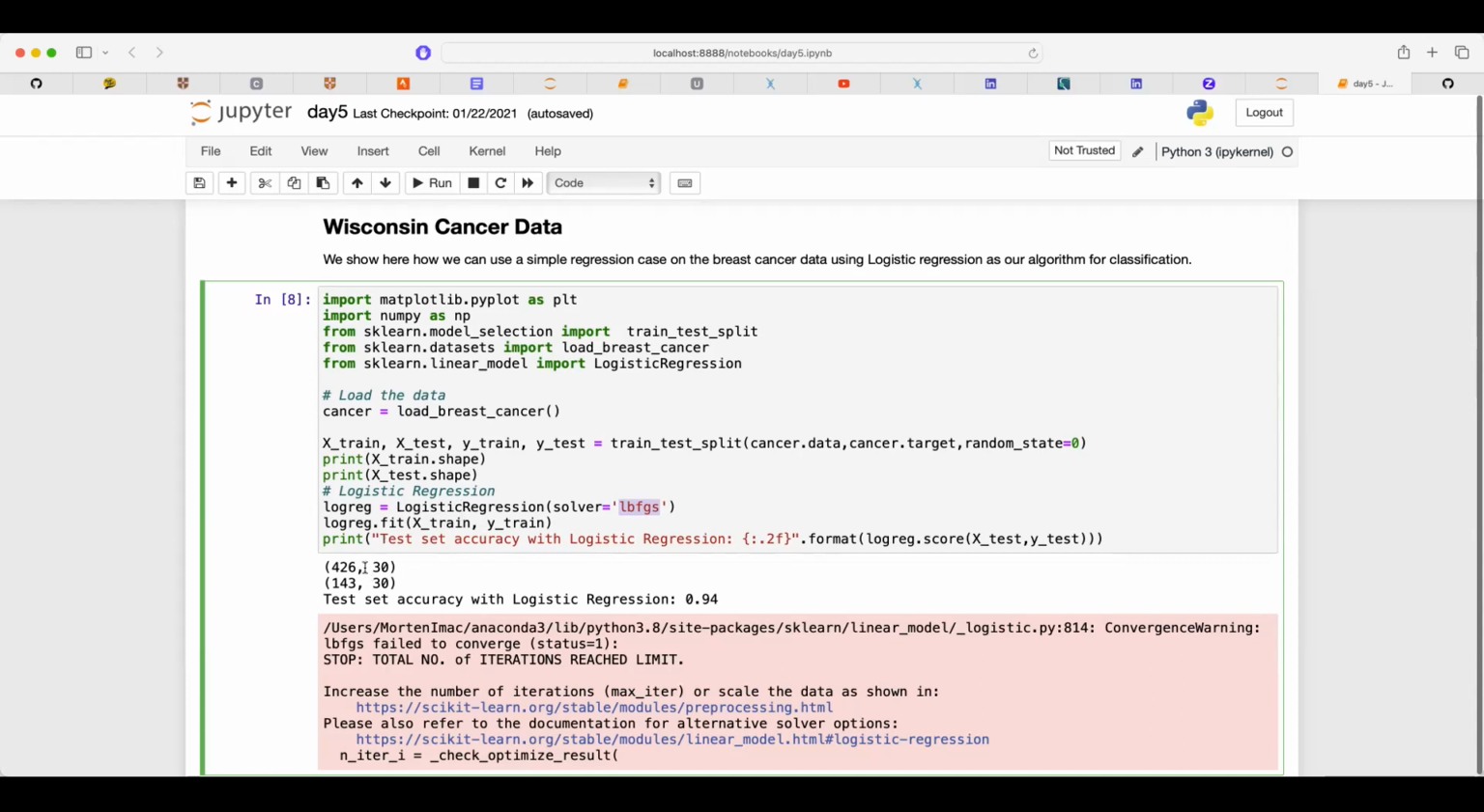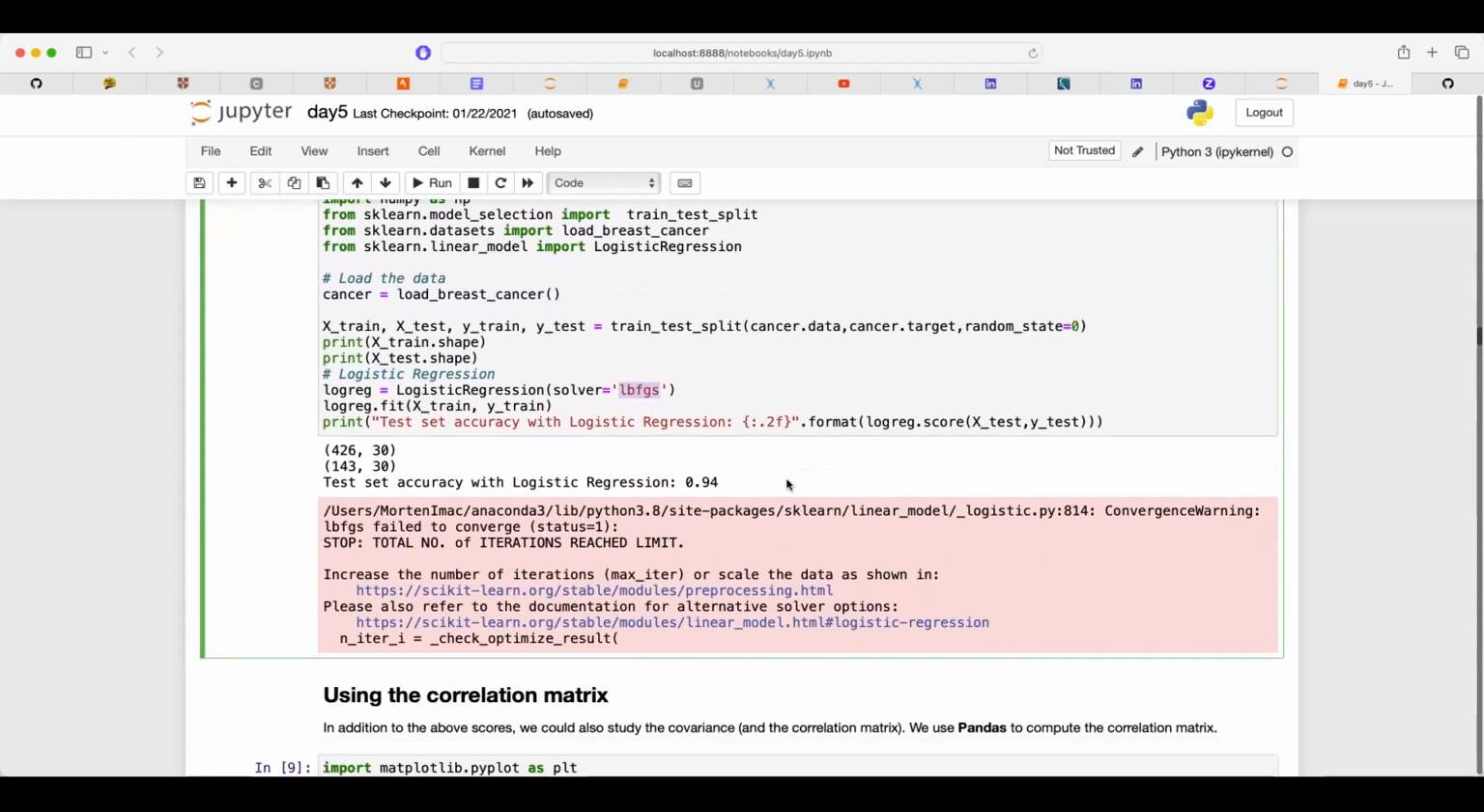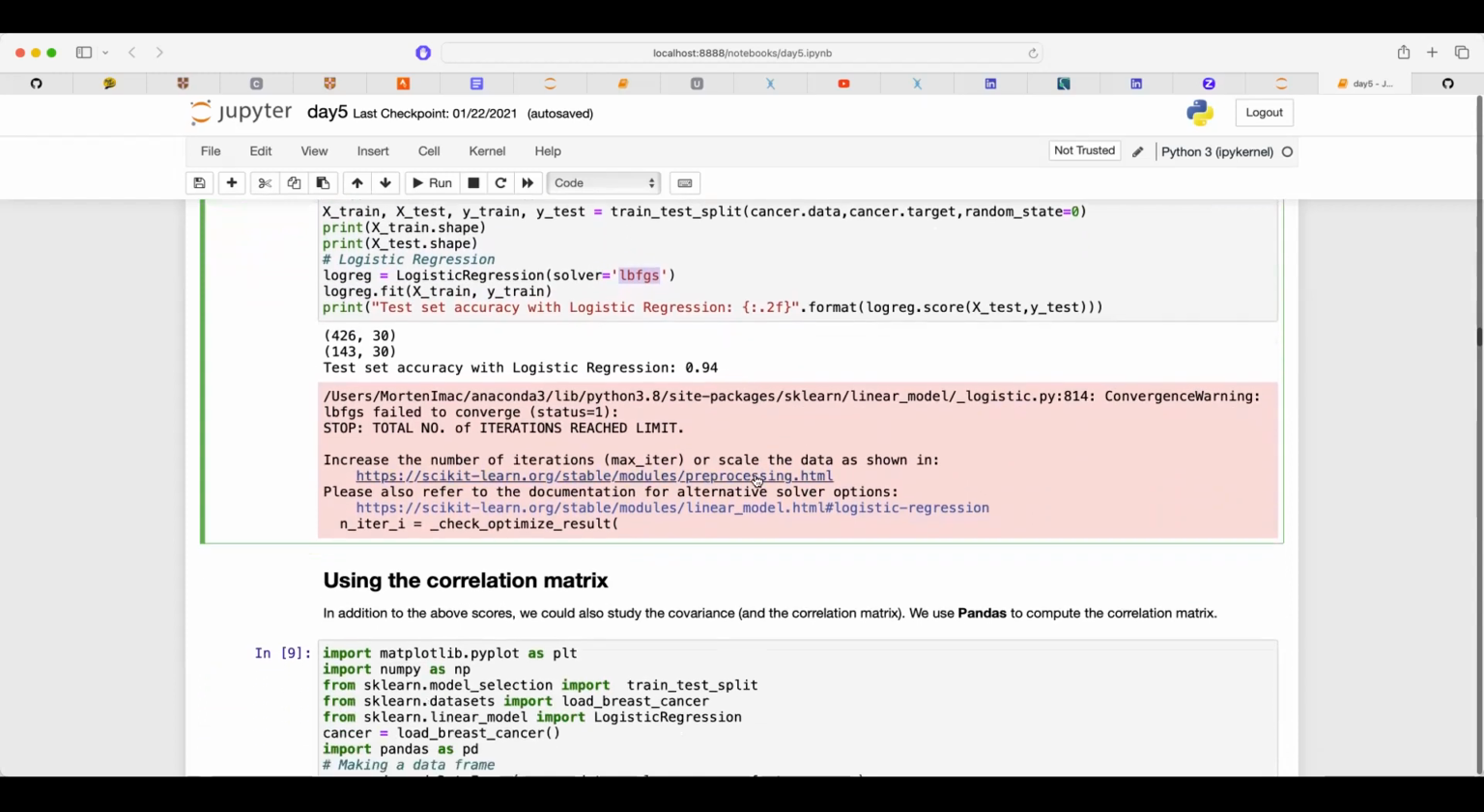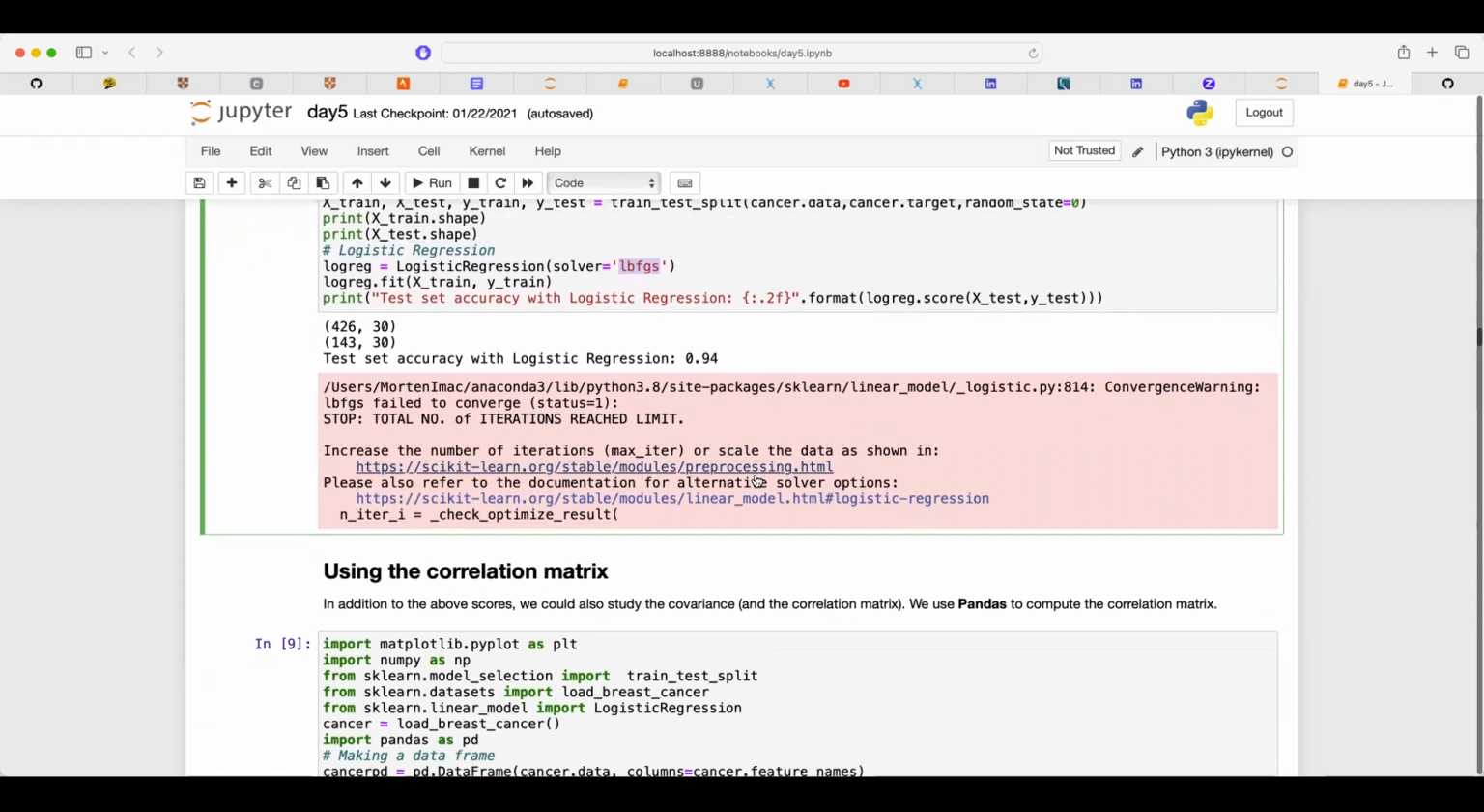It solves the data by splitting in test and train, 80% for training and 20% for testing. And the test accuracy, which is the sum of all the events which have been classified correctly, divided by the total number of events, here pops out as 0.94, which is okay. So this means 94% correct classification.